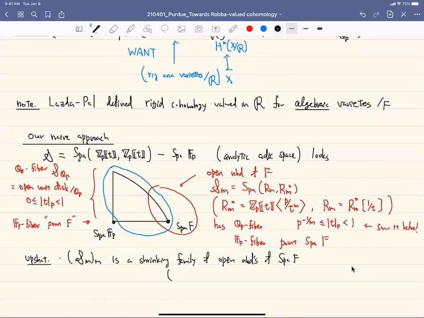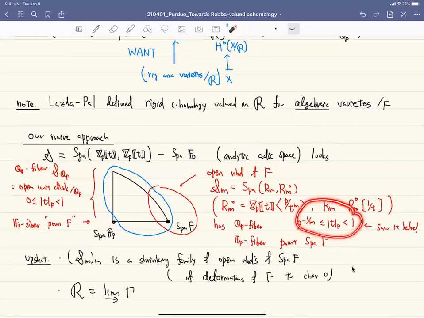In other words, this is a family of deformations of F to characteristic zero. And then these objects are related to the Robba ring we have talked about before. Namely, if we recall the definition of the Robba ring, this is nothing but a direct limit of analytic functions on this Qp fiber.